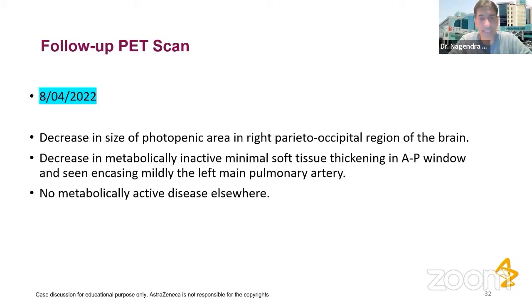There is a decrease in the metabolic activity, with minimal soft tissue thickening in the AP window, as there is an encasing of the mild left pulmonary artery, and no metabolic activity elsewhere in the scan.